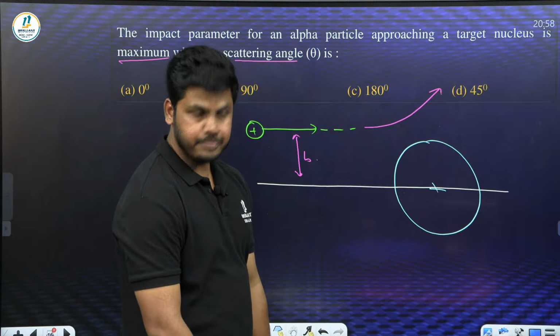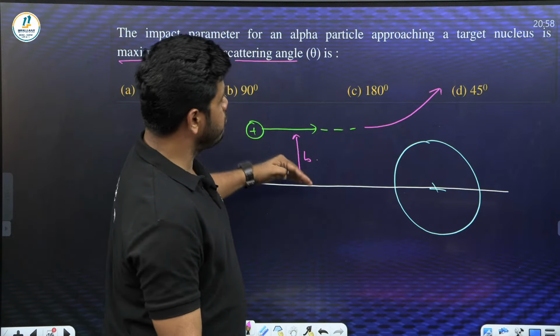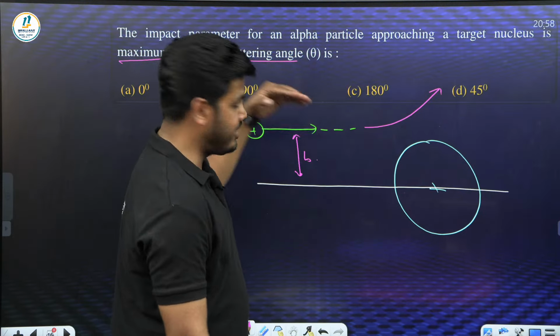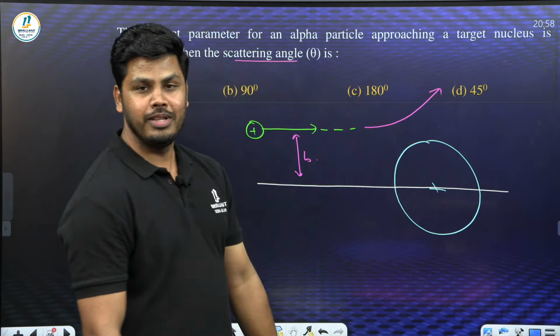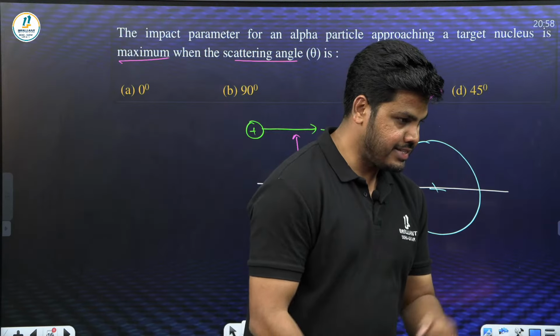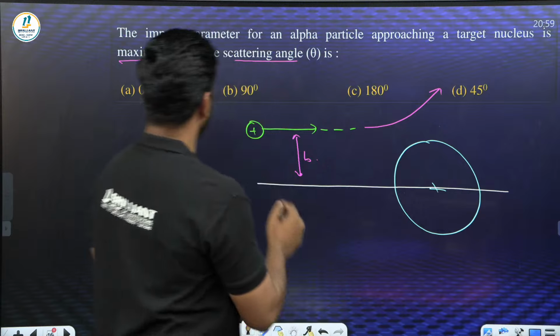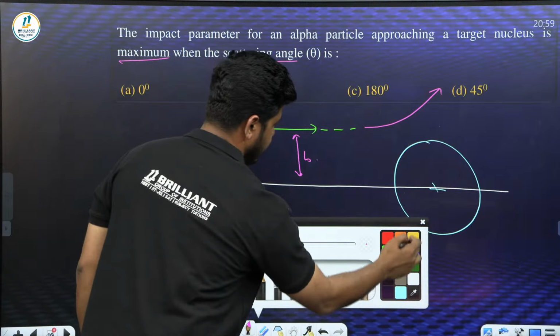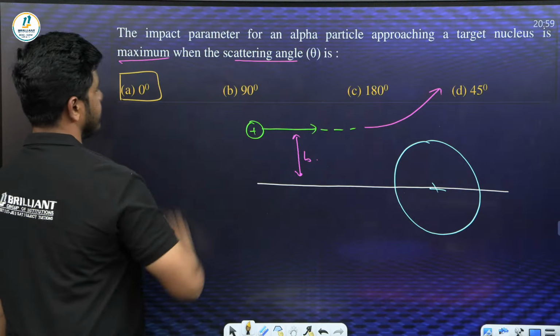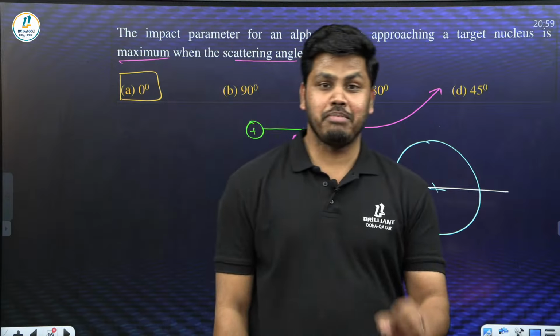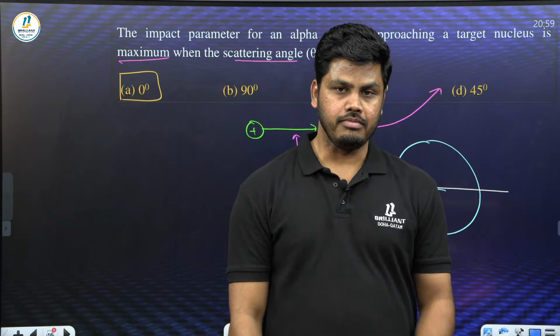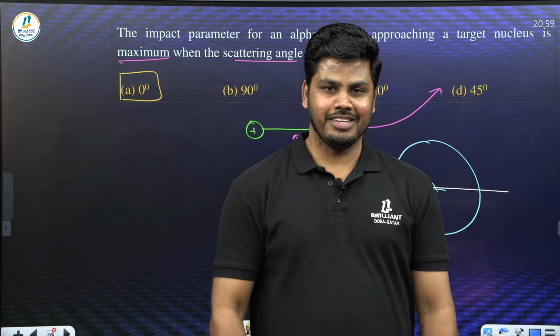That is called scattering. So if the alpha particle follows a direction which is far away from the nucleus, will there be much deviation? No. So the alpha particle goes undeviated. Option A is the correct answer, right? If impact parameter is large, scattering is 0. There is no scattering.